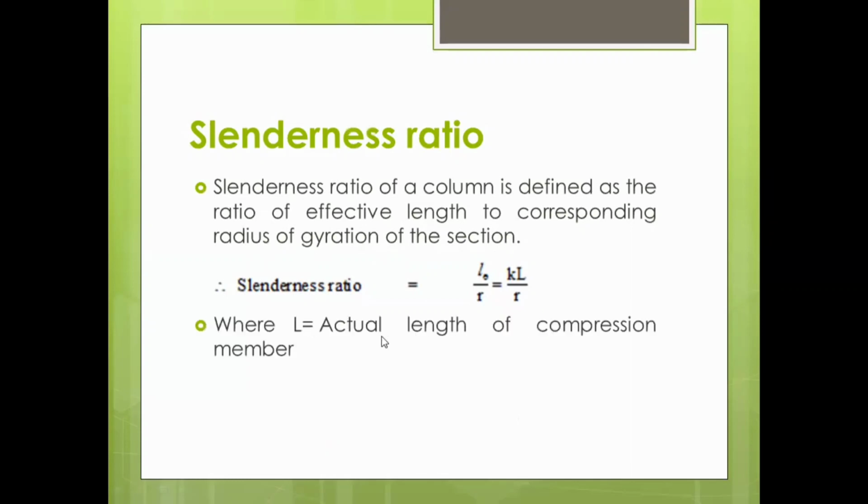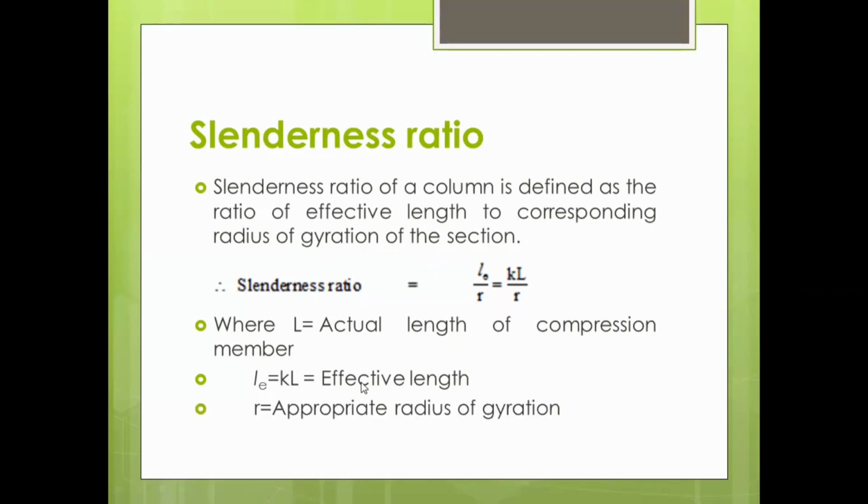So here L is the actual length of the compression member. LE is the effective length, KL. Effective length again will be taken from Table number 11. r is the appropriate radius of gyration. This will be taken from steel table. Whichever section you have selected, for that particular section, you need to refer to the radius of gyration from the steel table.